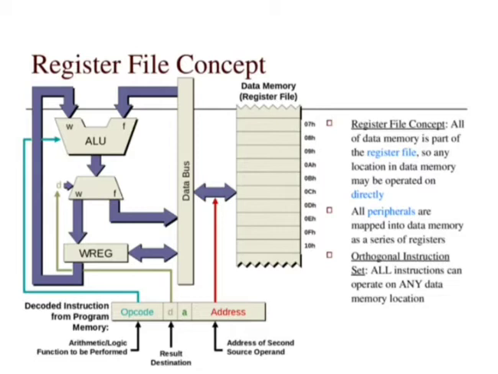Now the register file concept is given here. All of the data memory is part of the register file. So any location in the data memory may be operated on directly and all the peripherals are mapped into the data memory as a series of registers. The orthogonal instruction set: all instructions can operate on any data memory location. Here a diagram for the register file concept is given.